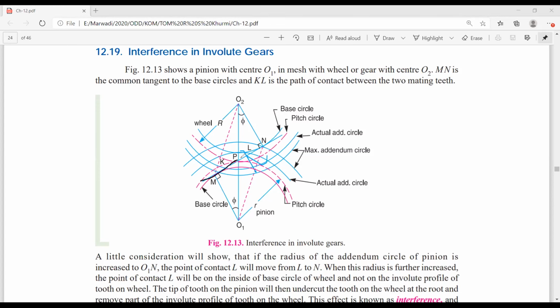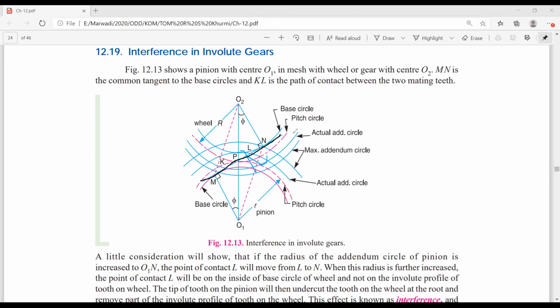This is the common tangent MN. The common tangent is the tangent to the base circle, which we have already discussed. It is a tangent to the base circle of both gears, which is why it is known as the common tangent. It is common between the two gears. So whenever it touches the base circle, these are the last points. After that, there is no point.